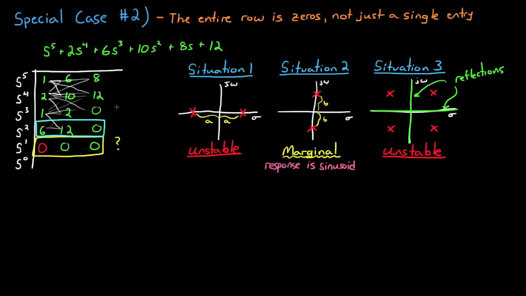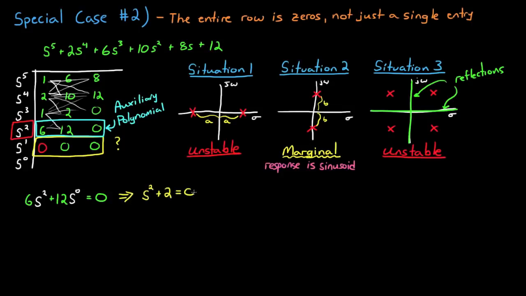Call the row directly above the row of zeros the auxiliary polynomial. Well, technically these are the coefficients of the auxiliary polynomial. To find the powers of s that go along with them, begin with the power of s that starts the row, and then skip every other power until you reach the end of the row. For example, the auxiliary polynomial coefficients are 6 and 12, and since the row is the s squared row, you would write the auxiliary polynomial as 6s squared plus 12, or you can simplify it by dividing out 6 to just be s squared plus 2.